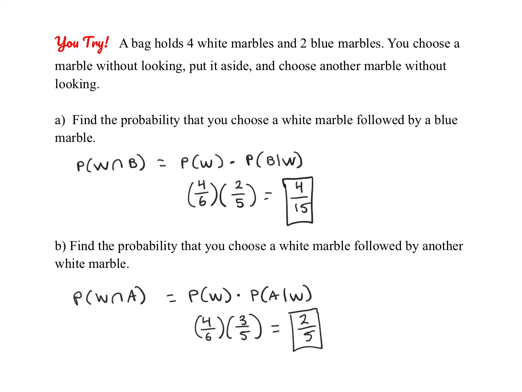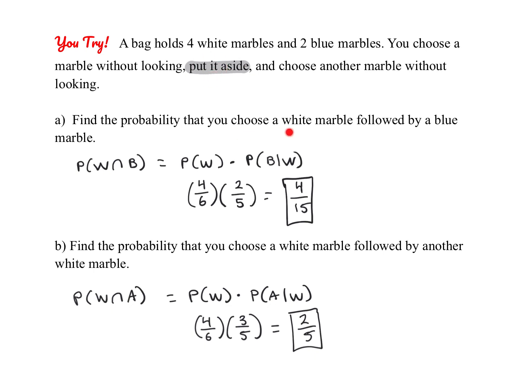So again, the key phrase that makes these events dependent is the fact that you put aside the marble that you pick. So actually, if you put that marble back in the bag after you pick it, then the first and the second pick are actually independent. So putting it aside is a really key phrase here.